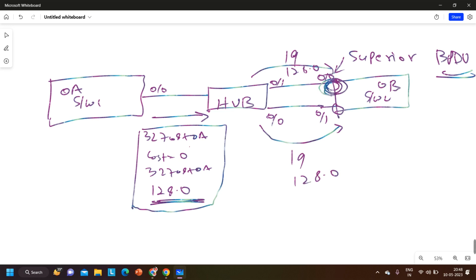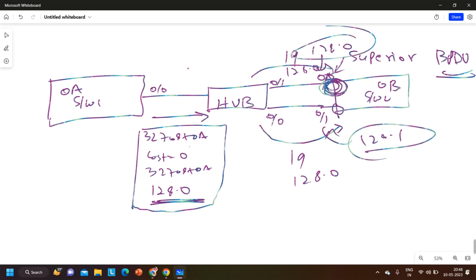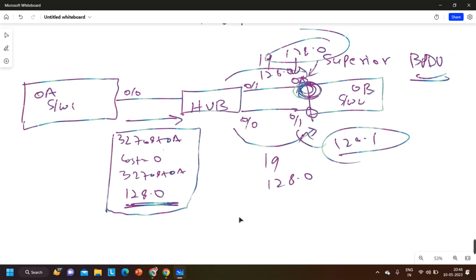Then it is going to check what? Receiving port ID. And I am not talking about the port ID 0/0. I am talking about the STP port ID. Here the STP port ID will be 128.0. Here the STP port ID will be 128.1. Right? I am talking about this port ID. Okay, guys. Is it clear? If the sender port ID is the same, then it will check the receiving port ID.